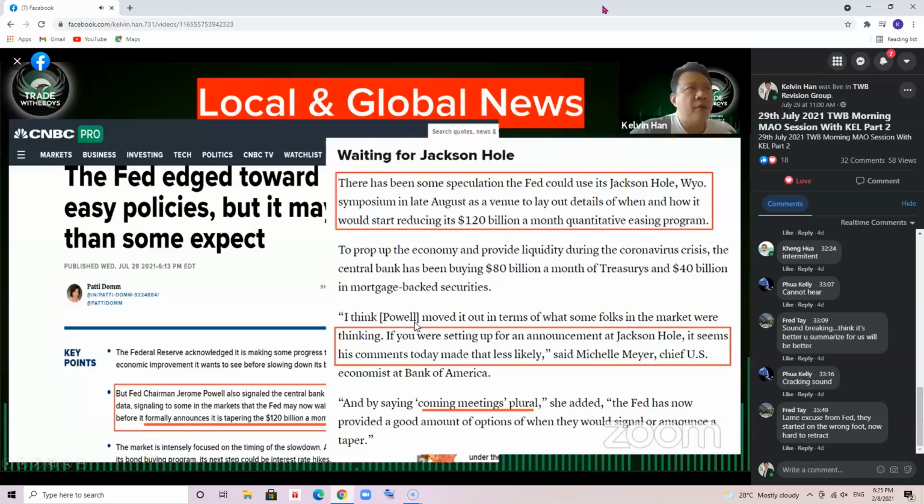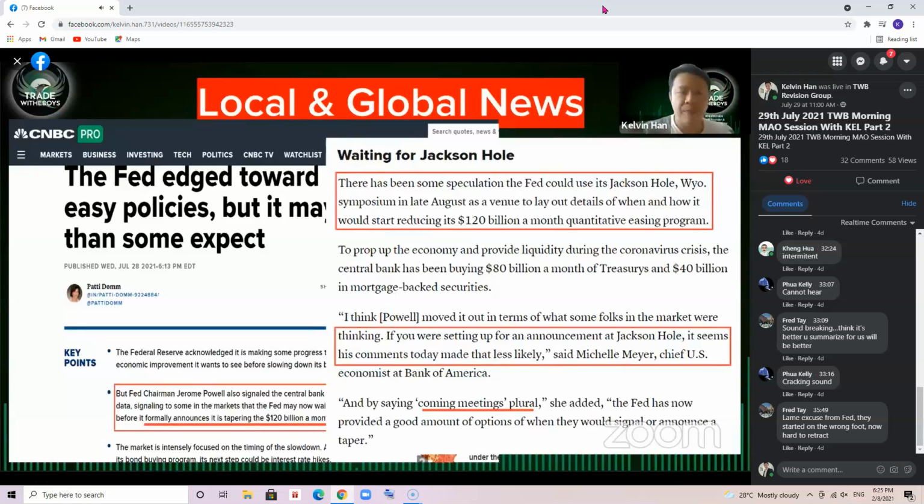So I think Powell moved it out in terms of what the folks in the market were thinking. If you were setting up for an announcement in Jackson Hole, it seems that his comment today makes it less likely. So what I'm trying to say is that this guy, a US economist at Bank of America, says that from what Jerome Powell said, they likely will not have anything during Jackson Hole. So that's why you see the point here: when everybody is on one side, now Jerome Powell says no, likely we will need more time. So now the market says maybe don't have, right? Now the market moves away from this Jackson Hole thingy.